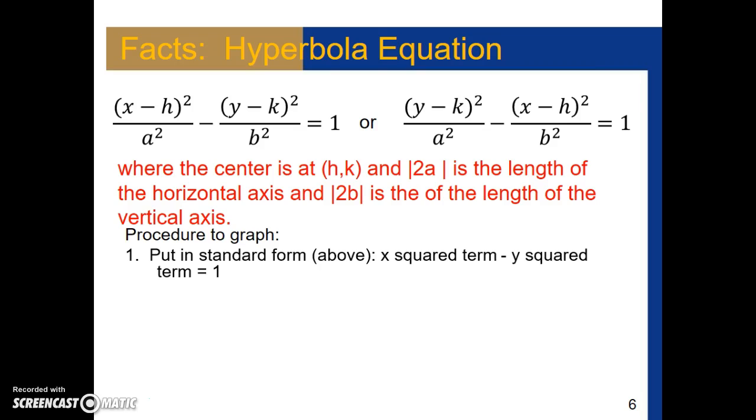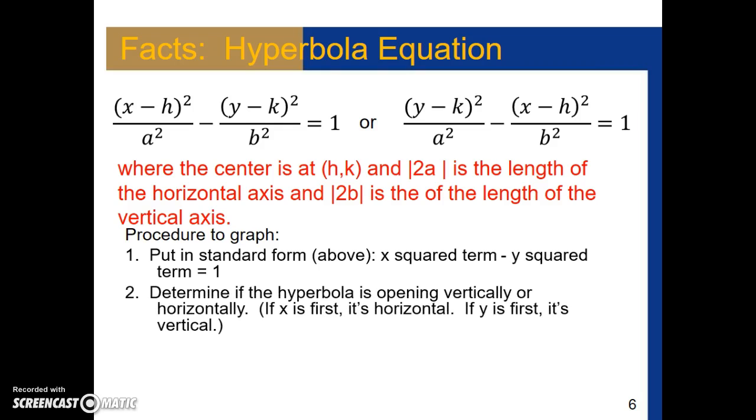The very first step, same as always, we need to put it in standard form. We're going to have an x squared term or a y squared term minus the other term squared, and they still have to be set equal to 1. We're going to determine if the hyperbola is opening vertically or horizontally. If x is first, it opens left and right. It opens horizontally. If y is first, it opens up and down, so it opens vertically. And so we'll have to pay attention to that when we go to graph.